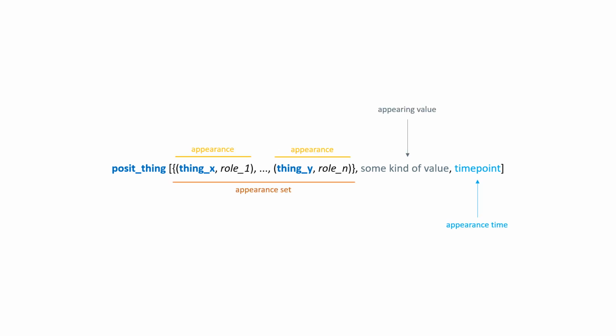So we also need to introduce some terminology. The combination of a thing and a role we call an appearance. All of these appearances taken together, we call an appearance set. Then you have this value, which we call appearing value, and the time point, which we call appearance time.